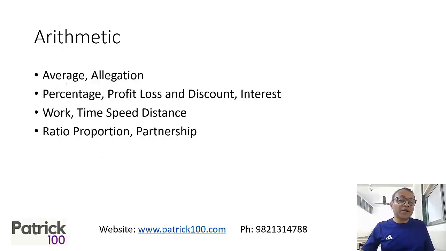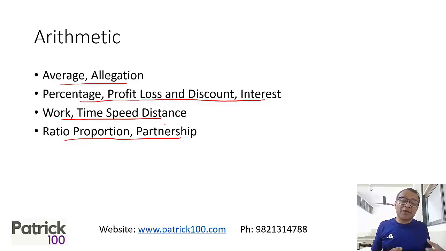If you look at arithmetic, averages and allegation could be one area. Percentage, profit, loss, discount and interest, work and time, speed and distance, and ratio, proportion, partnership. These are the main topics as far as arithmetic is concerned. You need to cover these topics. These are actually important for all exams. Arithmetic is supposed to be covered, and these are topics you need to aim for.